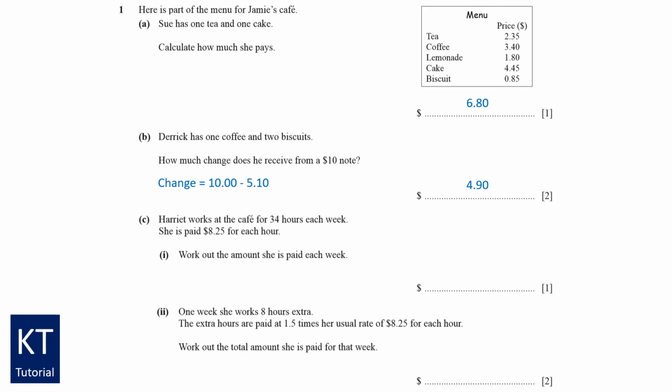Question 1c. Harriet works at the cafe for 34 hours each week. She is paid $8.25 for each hour. Work out the amount she is paid each week. The math should get us to $280.50.